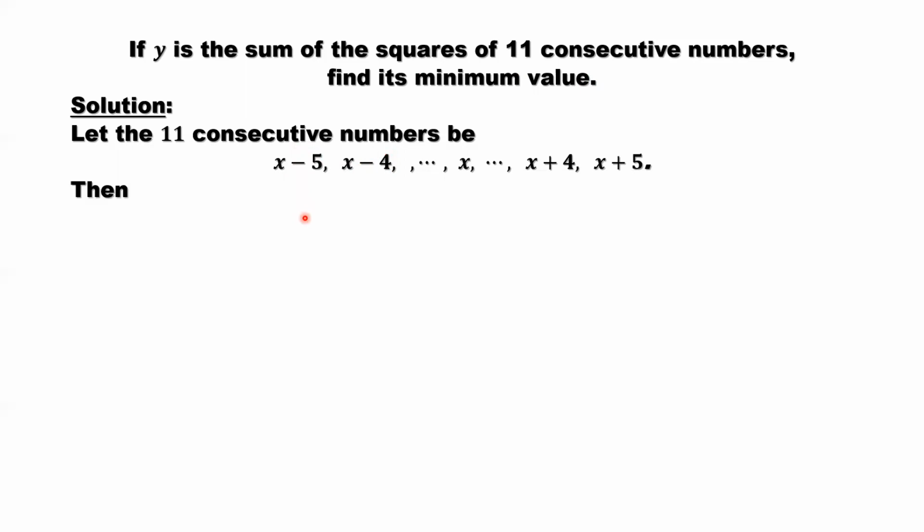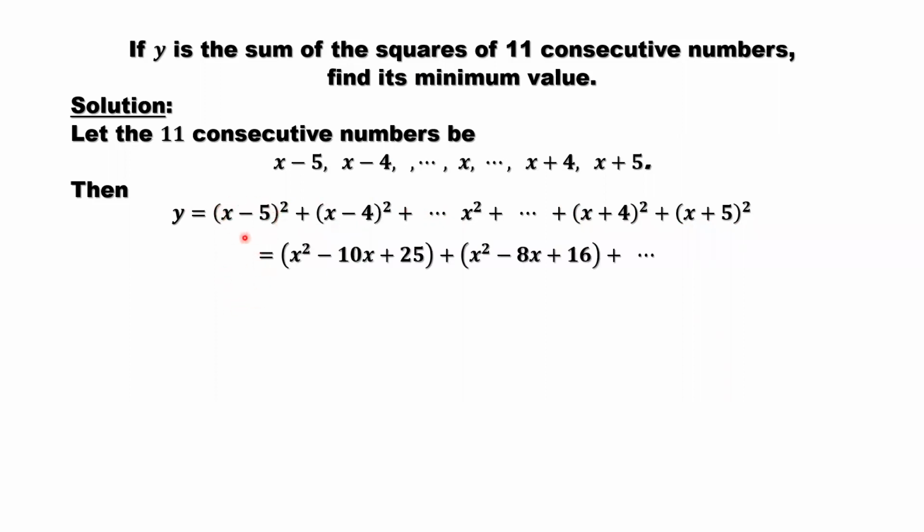Now we can write down what is y in terms of x. So y is the sum of squares of those 11 consecutive numbers. We start here, x squared, then x plus 1 squared, x plus 2 squared, x plus 3 squared, x plus 4 squared, x plus 5 squared. On the left-hand side, that's x minus 1 squared until x minus 5 squared. Simplify each term.